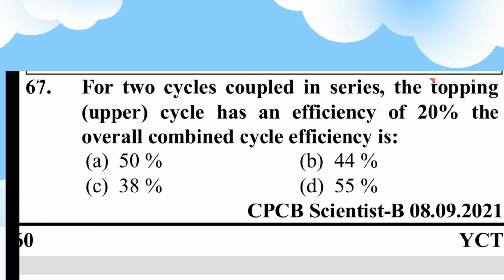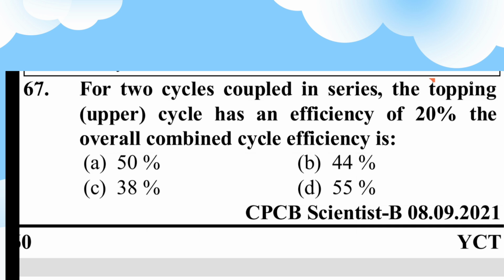Question number 67. Two cycles coupled in series. The topping, the upper cycle, has the efficiency 20%. The overall combined cycle efficiency: A 50%, B 44%, C 38%, D 55%. Assume that 30% is the efficiency of the lower cycle, and then solve this question.